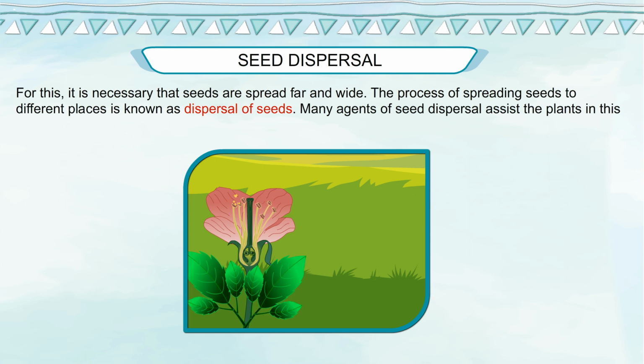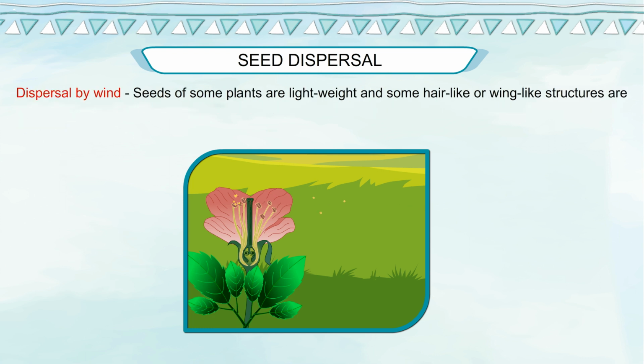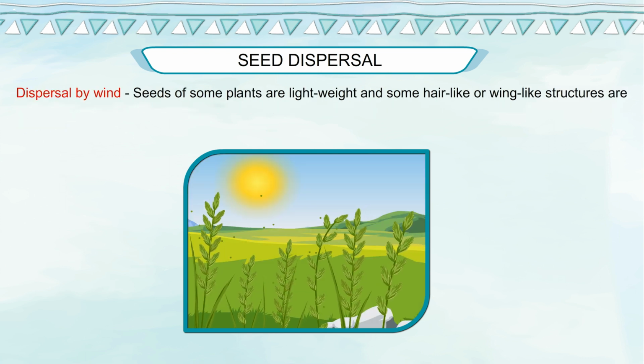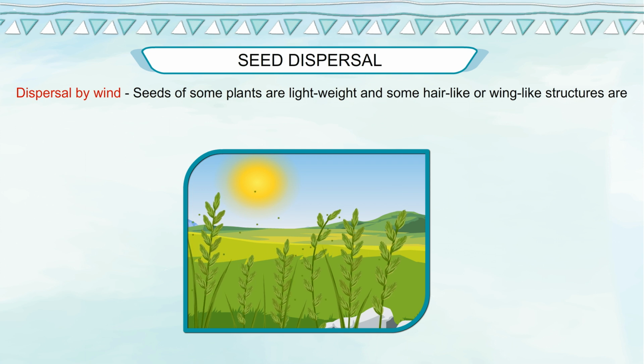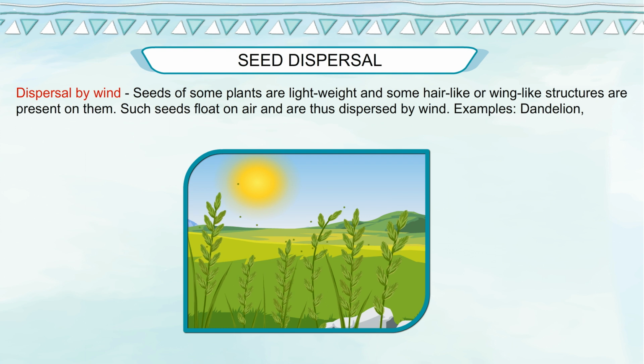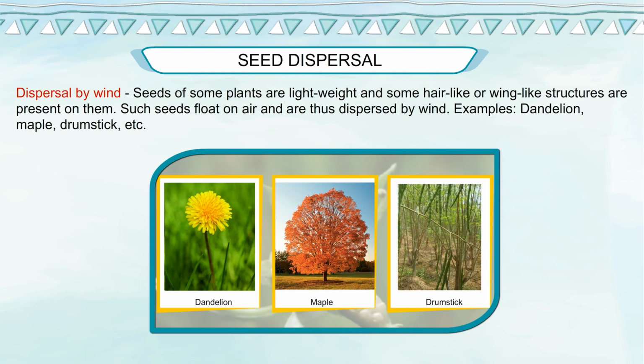Many agents of seed dispersal assist the plants in this process. Dispersal by wind. Seeds of some plants are lightweight and some hair-like or wing-like structures are present on them. Such seeds float on air and are thus dispersed by wind. Examples: dandelion, maple, drumstick, etc.